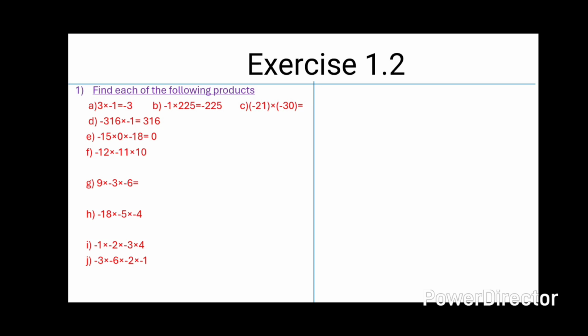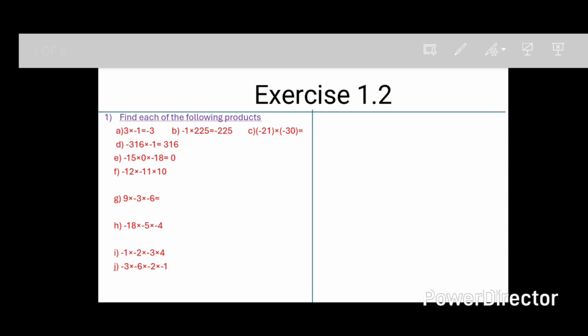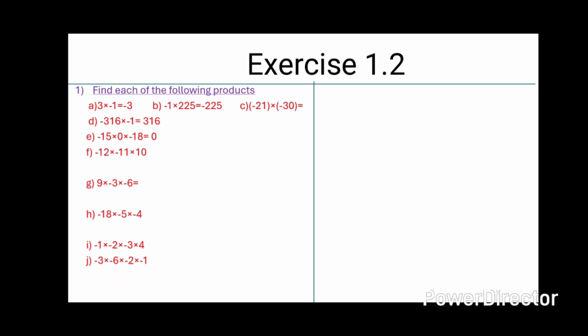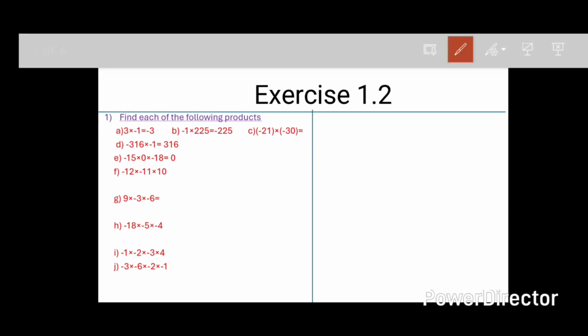Okay. Yes, today let us continue exercise 1.2. Here we can see the first one. Find each of the following products. Find each of the following products means we should multiply the given integers. The first problem is 3 into minus 1 is equal to minus 3.